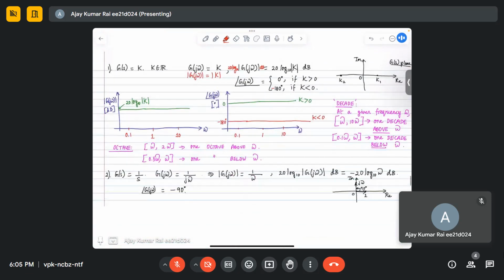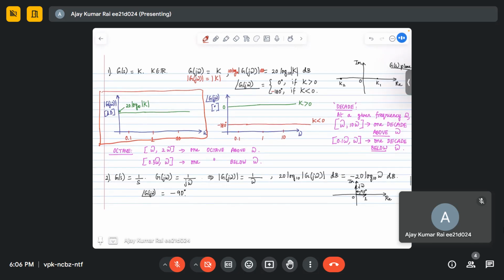First we have seen the constant. A constant K, that is P(j omega) = K, does not vary with frequency. So its magnitude plot is constant, as you can see here. And the angle is 0 degrees, depending on the value of K. If K is positive, then the angle is 0, and if it is negative, then it is minus 180. This is shown here.